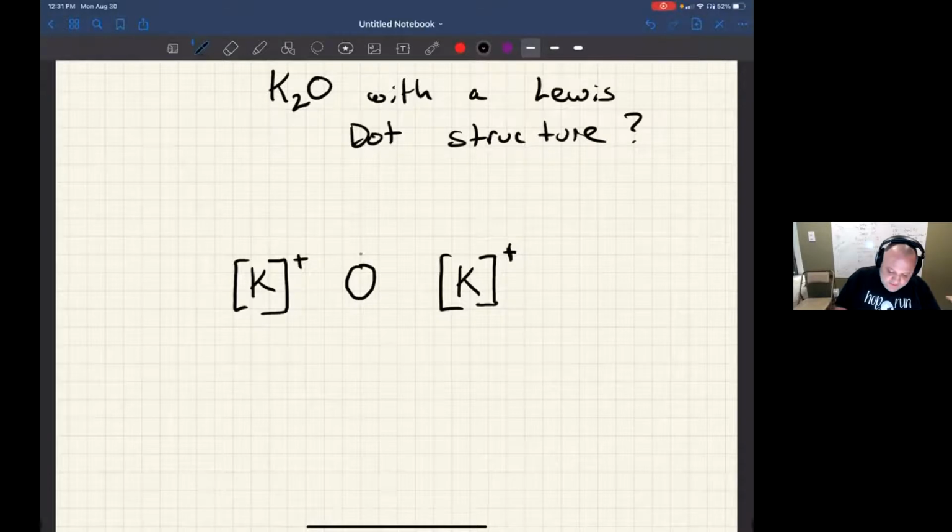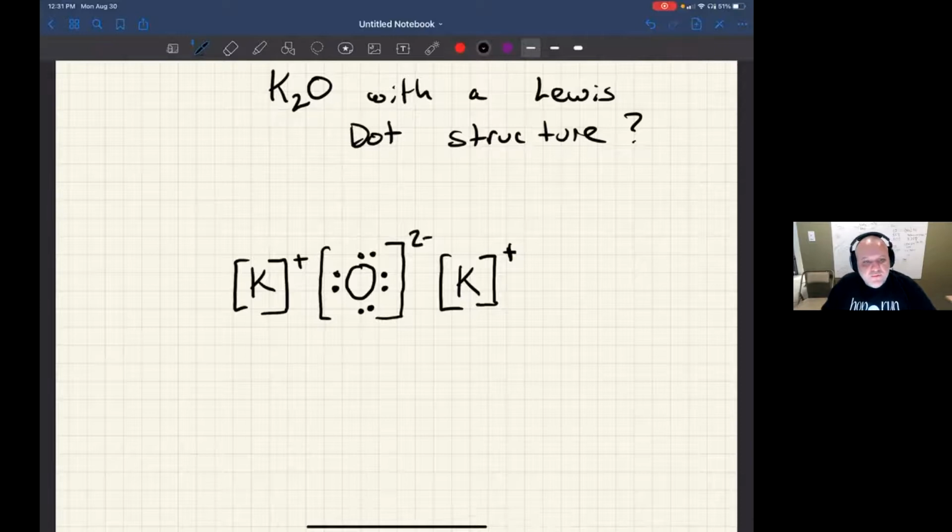Well, for oxygen, oxygen would normally have 1, 2, 3, 4, 5, 6 valence electrons, but because it becomes a -2 ion when it's oxide, it actually gains 2 electrons. And of course, since it's a -2 ion, we want to show that Lewis dot structure in brackets. And so we would draw a -2 on the outside to indicate to the reader what the charge is.